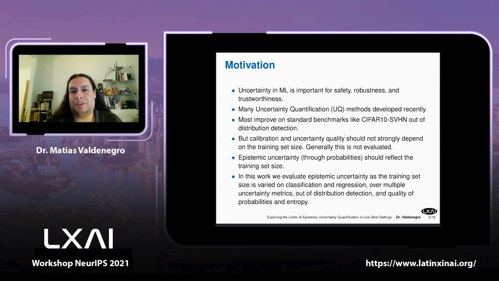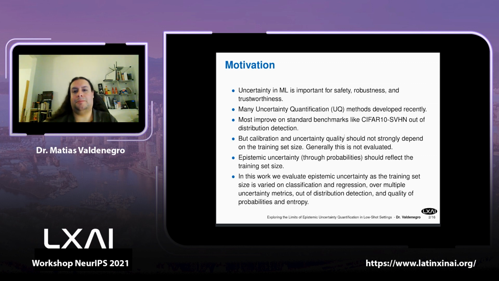The motivation for this work is that uncertainty in machine learning is very important for safety, robustness, and trustworthiness. In general, we want to estimate the uncertainty of a model given an input as a way to gauge if we can trust this prediction or not. This is very useful for medical applications, for example, autonomous driving, and all applications where humans are involved. And there are many uncertainty quantification methods that have been developed recently. I will mention some of them later.